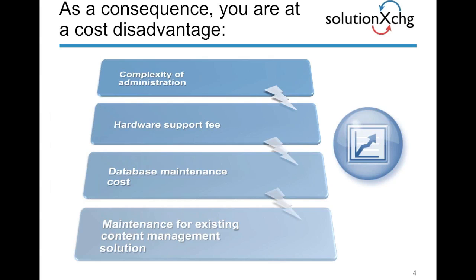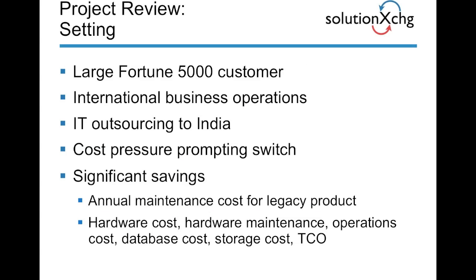And eliminating all of these four drivers were the main drivers for the customer example we're reviewing here. The project we're talking about today is a large Fortune 5000 customer with international business operations. A decision was made to slim down the IT operation.